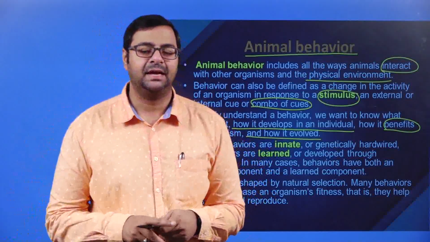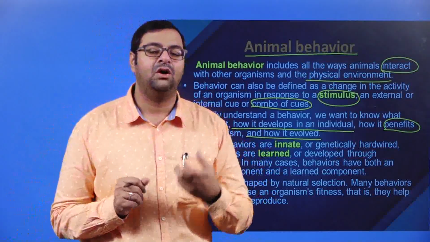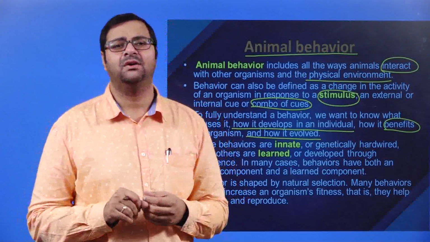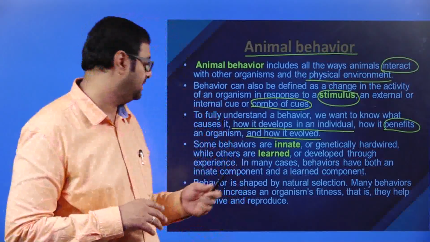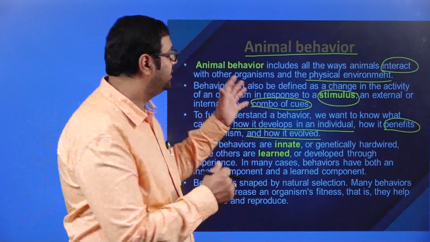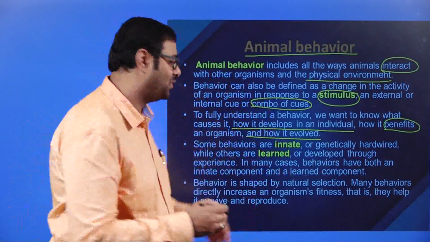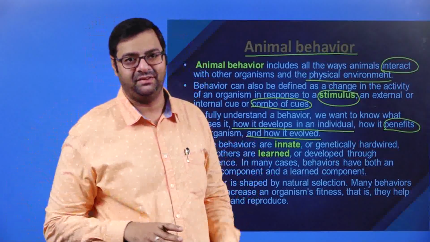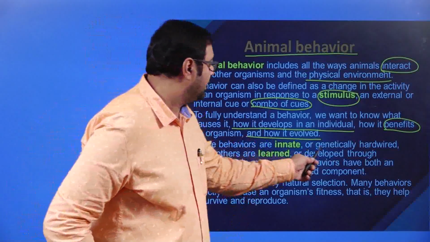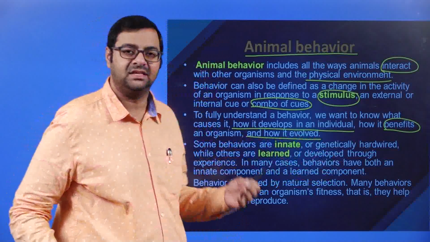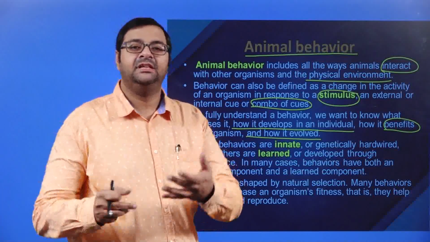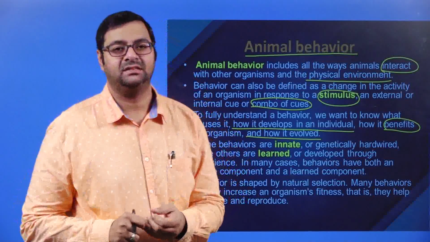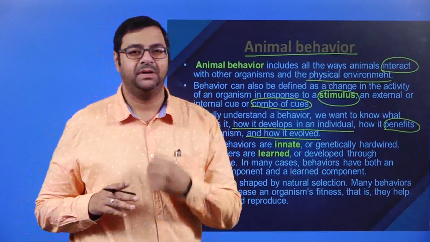Now say for example, blinking of your eyes or beating of your heart is an innate behavior. It is not under your control. Okay, right? But learning this particular animal behavior chapter is a learned behavior, or developed through experience. Now, when I'm teaching you people, I have developed this skill of teaching because of experience. I have gained experience because of this.